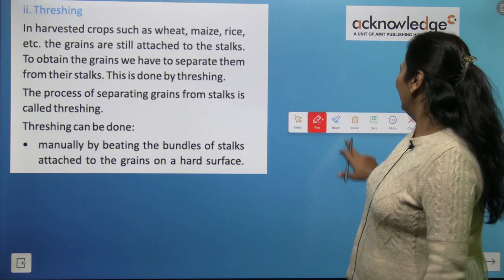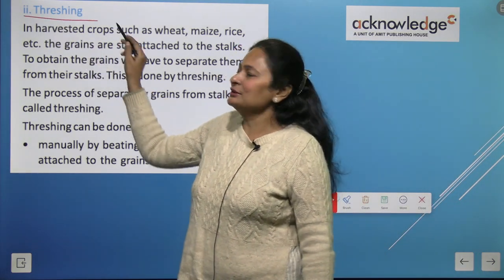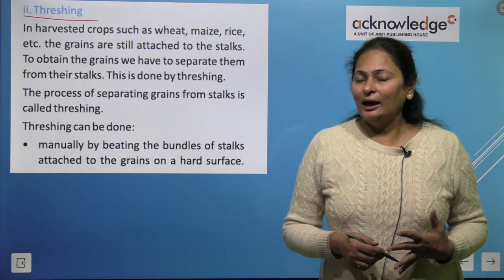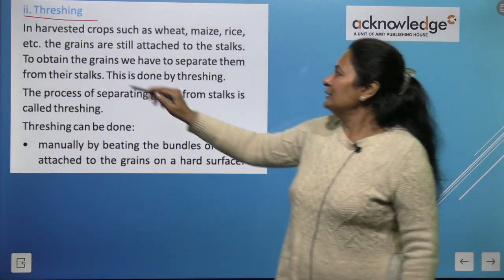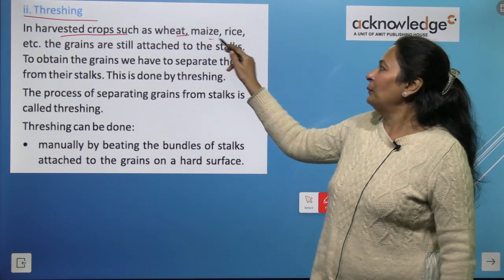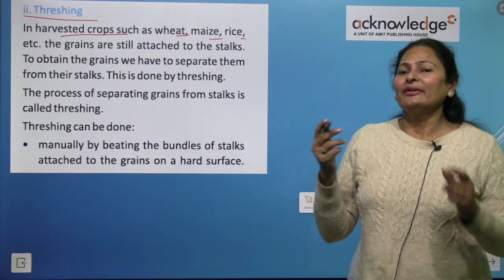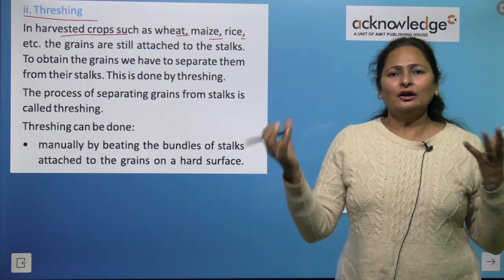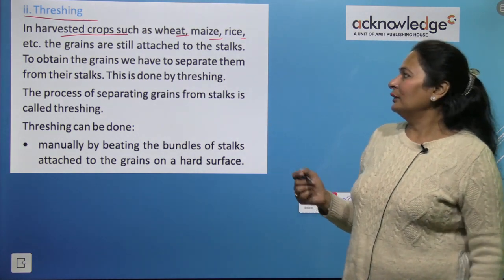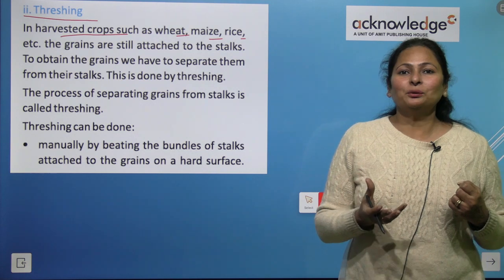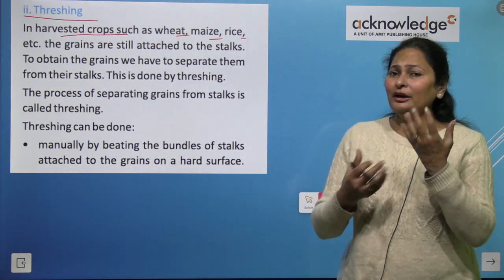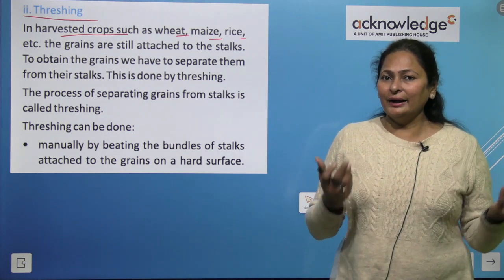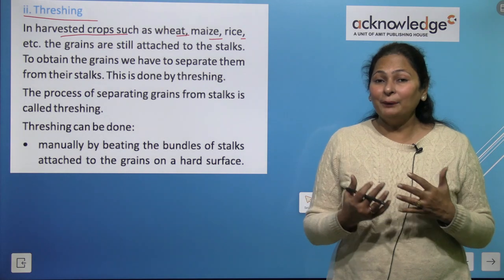Yes, threshing. Threshing is used by the farmers mainly, right? This is when the crops are being harvested, right? So harvested crops such as wheat, maize, rice, etc. Grains are connected with the stalks, right? A single stalk has a lot of seed grains, right? So the grains that are attached with the stalk need to be separated. We cannot eat it like this. Are we eating the stalks of wheat or rice? No, we need to separate it.